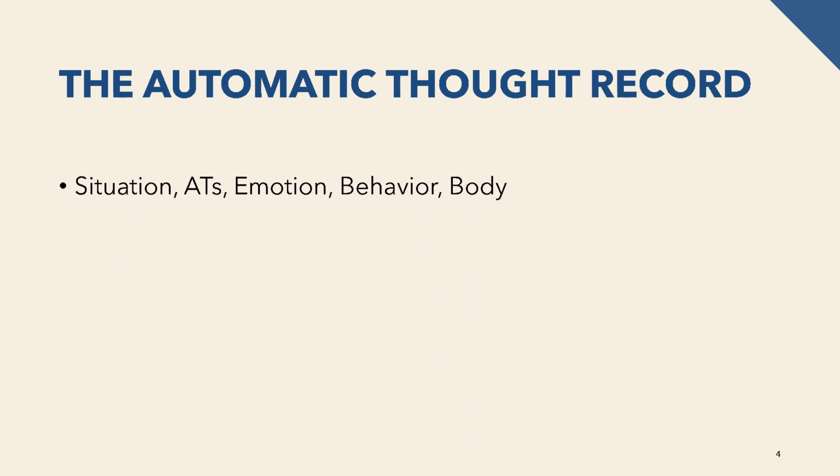The first thing is for your clients to record a number of different things, and these are in the different columns on the traditional automatic thought record. One is the situation, the second is the automatic thoughts associated with that situation, the emotions that arise, the behavior that occurs either simultaneously with the emotion or after the emotion. And then what I say is the body, which means what is the physiological response, if any, that goes along with these.